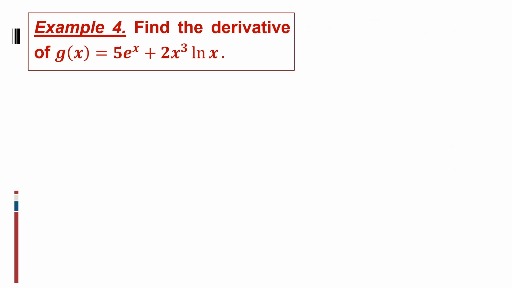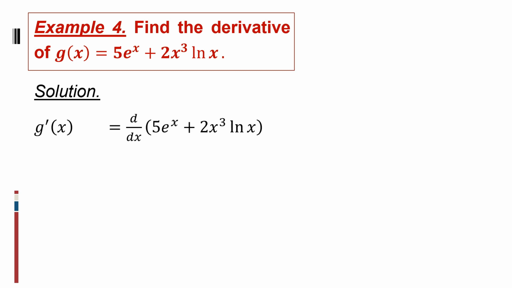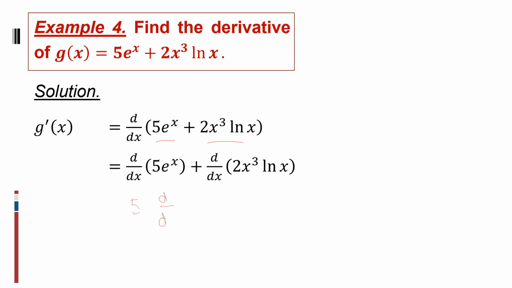Example number 4. Find the derivative of g of x equals 5 times e raised to x plus 2 times x cubed ln x. So for our solution, we will find the derivative of g of x by, okay, let us use the sum rule first. We can separate 5 e raised to x and 2x cubed ln x. That is, we take the derivative of the first term plus the derivative of our second term. So in this case, we can just factor out 5. So that is 5 d over dx e raised to x.